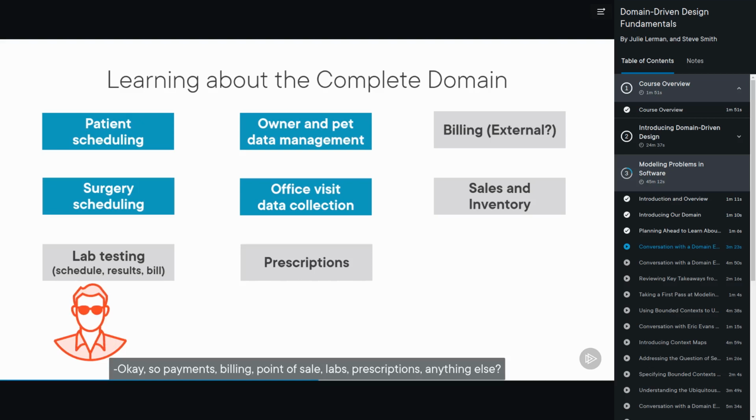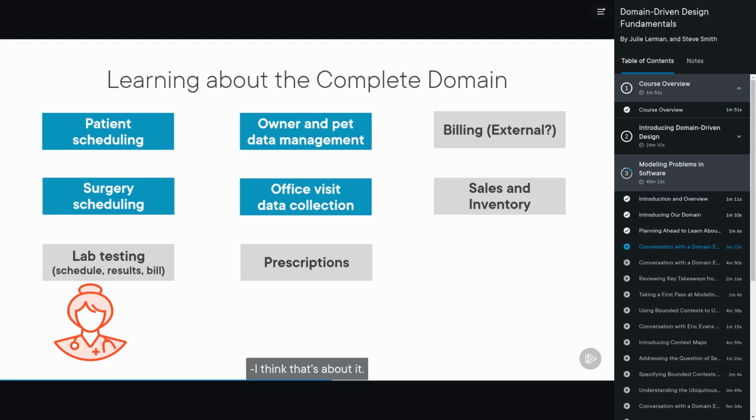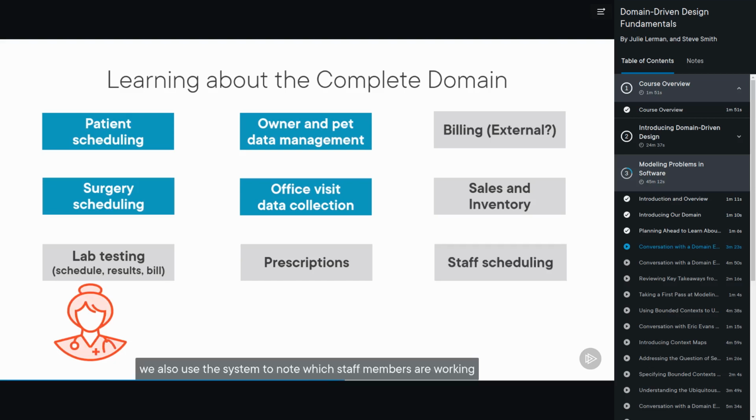Okay, so payments, billing, point of sale, labs, prescriptions. Anything else? I think that's about it. Oh, we also use the system to note which staff members are working when.